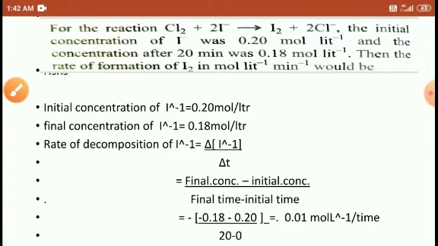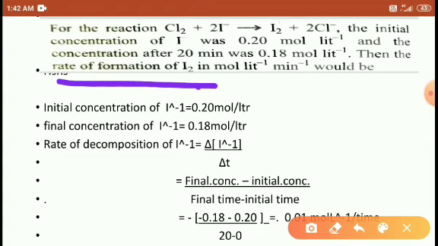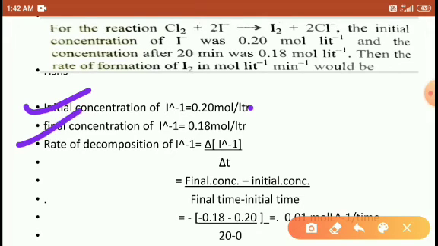And the initial concentration of I minus was 0.20 moles per liter, and the concentration after 20 minutes was 0.18 moles per liter. Then the rate of formation of I2 in moles per liter per minute, we have to calculate. You have to find out the rate of formation of I2, right? Okay, the initial concentration of I minus, we have written here, 0.20 moles per liter. Final concentration is 0.18 moles per liter.